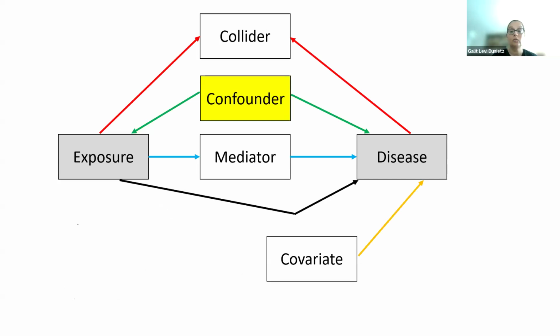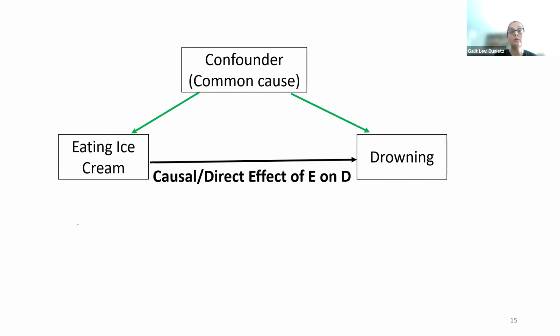So let's start looking at the confounder, maybe the most important variable that we consider. A confounder is also called a common cause, and it's a variable that is associated with the outcome, but also associated with the exposure. Here in this example, we're looking at eating ice cream and drowning. There's a famous example that shows that there's a twofold risk of drowning when people eat ice cream compared to people who don't eat ice cream.